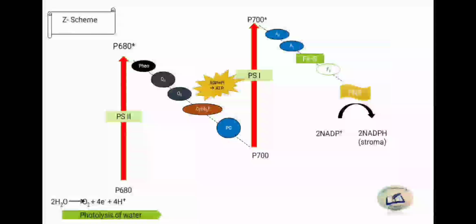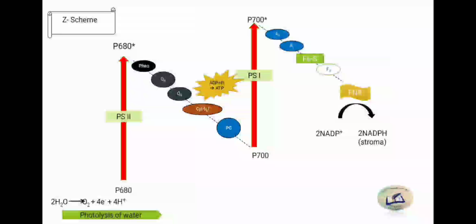And after that what happens? The NADP plus molecule is reduced to NADPH by the aid of the ferredoxin NADP reductase enzyme, which is present there. So what happens now? How is it reduced, or what happens?